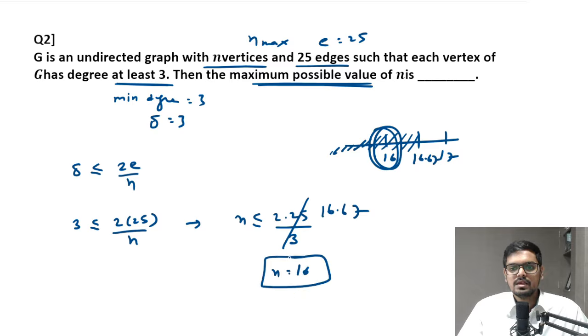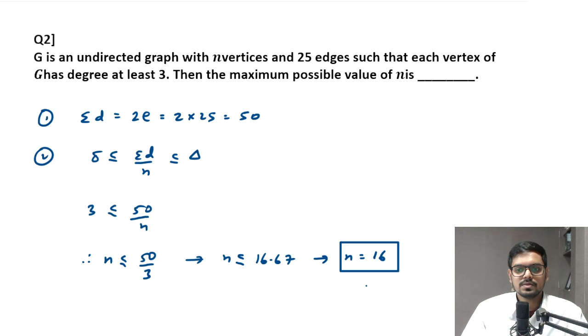I am giving you a very step-by-step explanation so that even if diploma students are watching, they should not have any issue. Therefore, I am giving you a very step-by-step solution. 16 is the answer. I hope this part is pretty much clear.